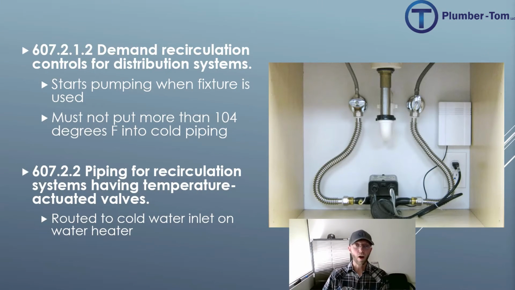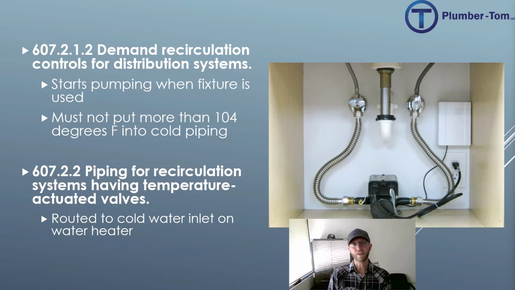They should only run to move that hot water out to the fixtures and then stop in between. Another method for getting hot water to fixtures quickly is to have a demand recirculation system. Now these systems are good if you don't have a recirculation line. If you only have a hot and a cold, how do you get hot water out there faster?